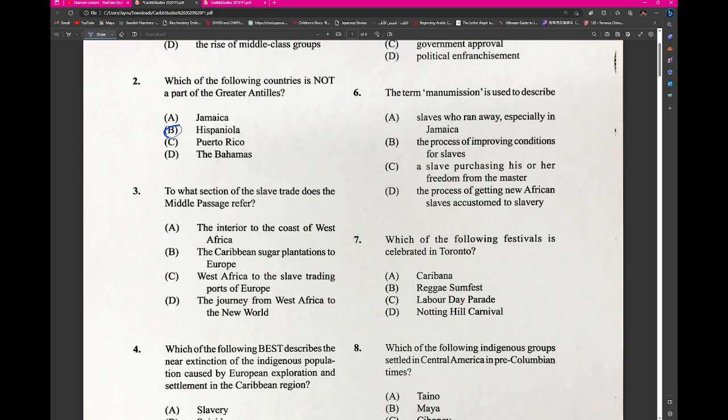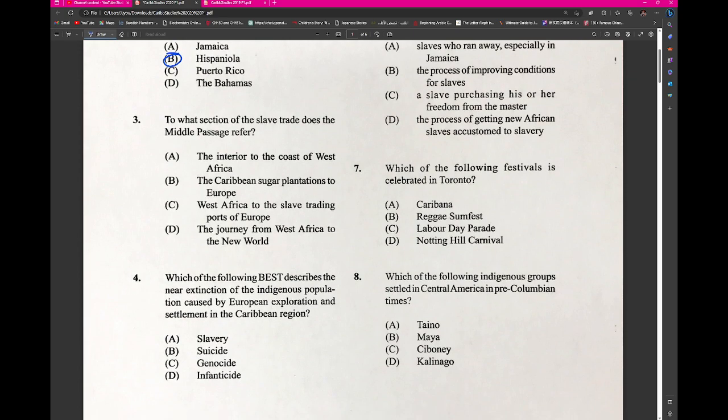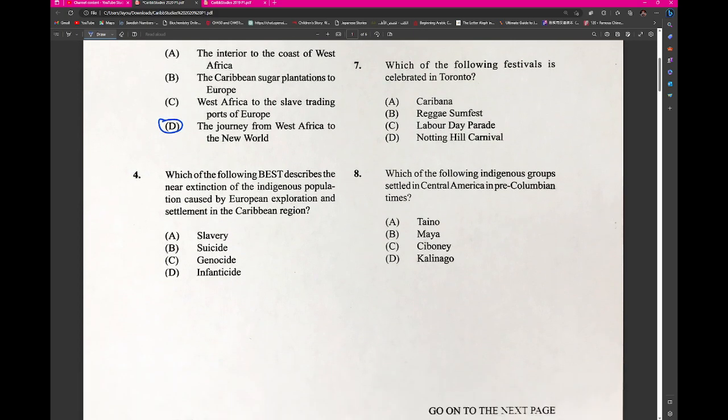Yet again, Hispaniola is not a country. I'm not sure what that is. 3, to what section of the slave trade does the Middle Passage refer to? This refers to the passage between the Caribbean, right, and West Africa. So the journey from West Africa to the New World.